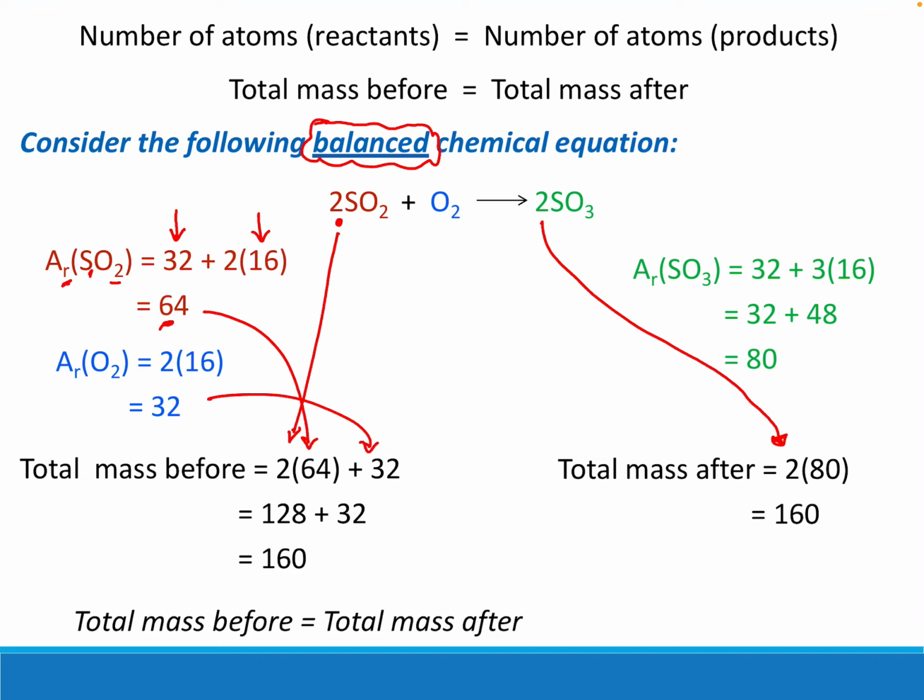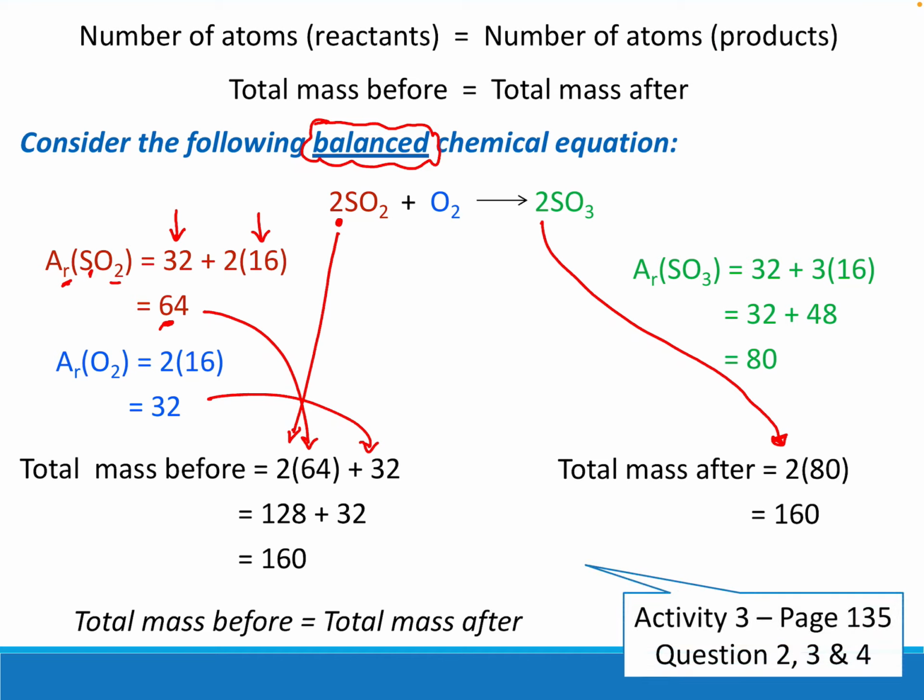Always. If an equation is balanced, it means that we have the same number of each atom on both sides. It doesn't matter how they've rearranged themselves. And it means if I work out the total atomic mass before the reaction happens and the total atomic mass after the reaction happens, I get the same number. We're all happy. Good. So you would need to do activity 3.